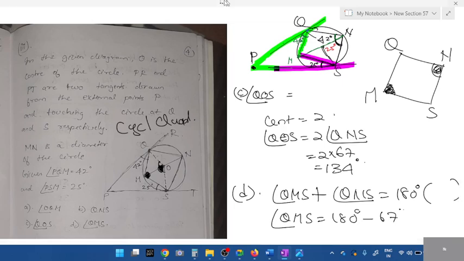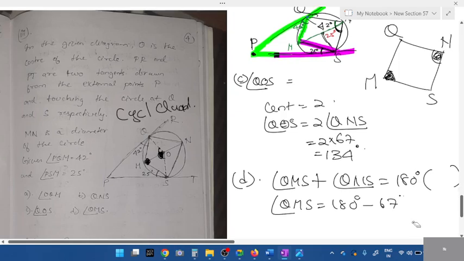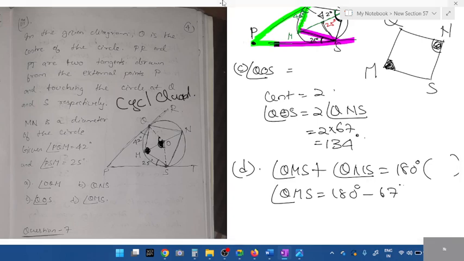No, not 180. What is the concept? Cyclic quadrilateral opposite angles, opposite angles equal to 180. Correct. Answer is correct.